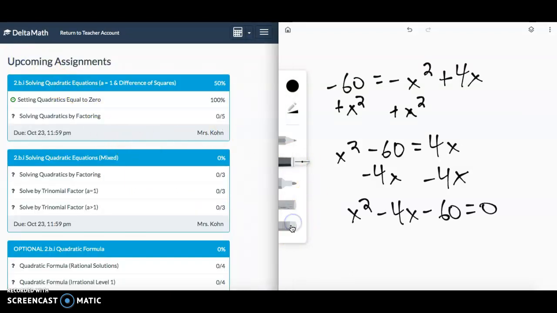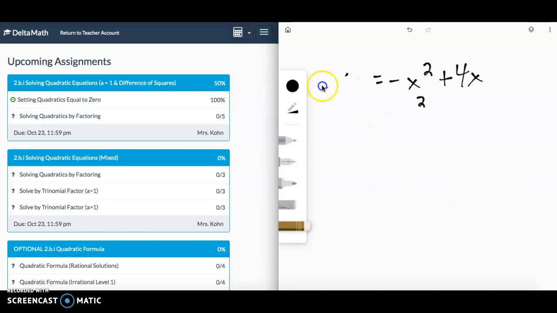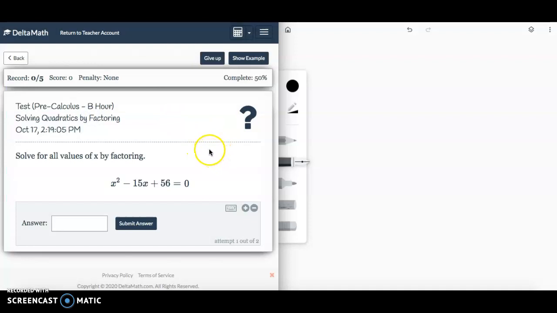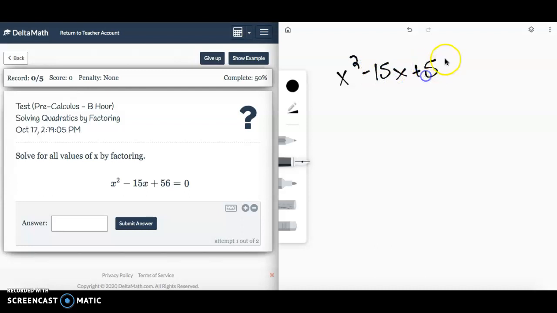All right, for the next section of this assignment, we are going to be doing solving quadratics by factoring. So we've worked on just factoring previously, and now we're actually going to practice solving them all the way, which actually only takes one more step. So you check a couple of things first. Is it set equal to 0? Check, yes. Do I have a GCF that I can pull out of any of these pieces? No, because there's no number besides 1 that goes into 1, negative 15, and positive 56. So I have x squared minus 15x plus 56 equals 0.